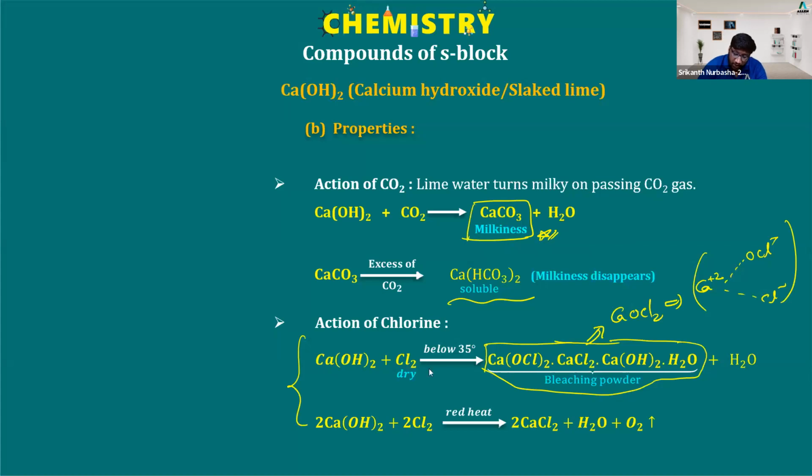Ca(OH)2 upon treatment with chlorine below 35 degrees Celsius forms bleaching powder, where the major component is CaOCl2, where you have Ca2+ and OCl- ion along with Cl-, and water is obtained. If you heat calcium hydroxide with chlorine up to red heat, a very high temperature, you will form CaCl2 and H2, and O2 gas is evolved. Whenever you heat up to red heat, O2 gas is going to be evolved, right?